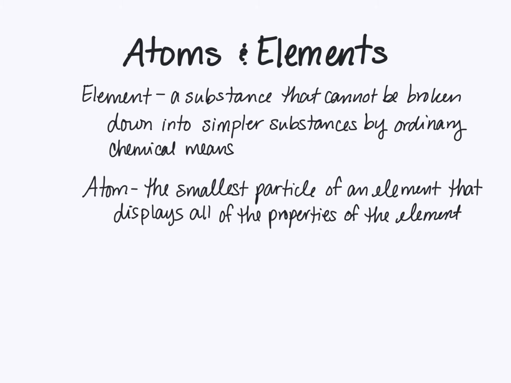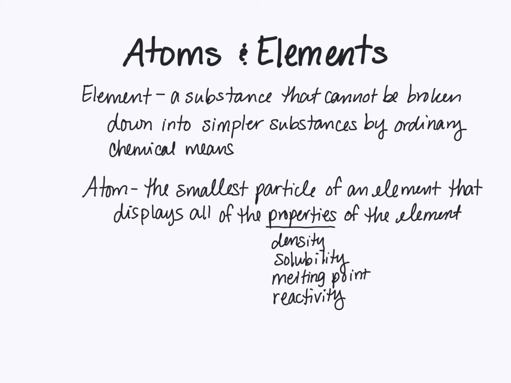And when we are referring to properties, different elements have different properties in the sense that they differ in their density, their solubility, their melting point, and their reactivity. So you can think of an atom as being the smallest piece of an element that can exist.